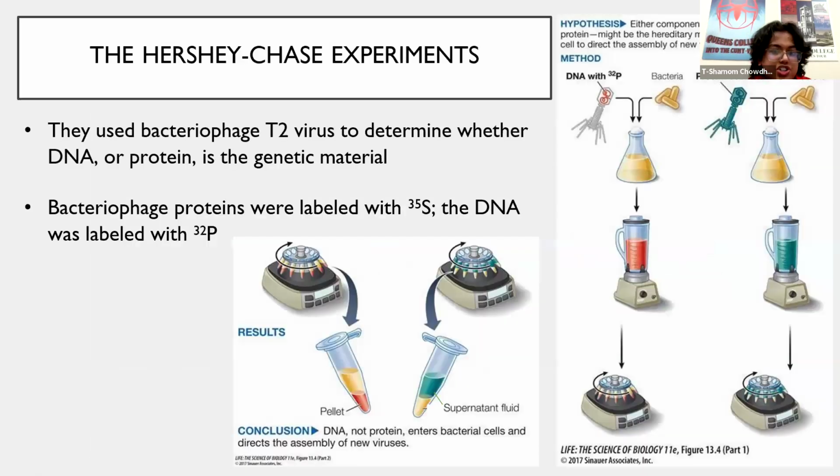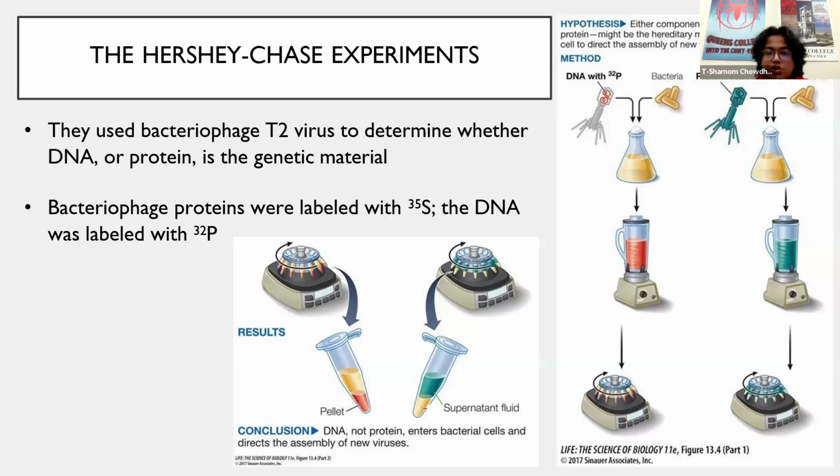Now we're going to talk about the Hershey-Chase experiment. This is how they figured out whether DNA or protein was the genetic material. A lot of people actually assumed protein to be the genetic material because proteins are more complex. The way they figured it out was, first, the DNA was radio labeled with 32P, while the bacteriophage proteins were radio labeled with 35S.